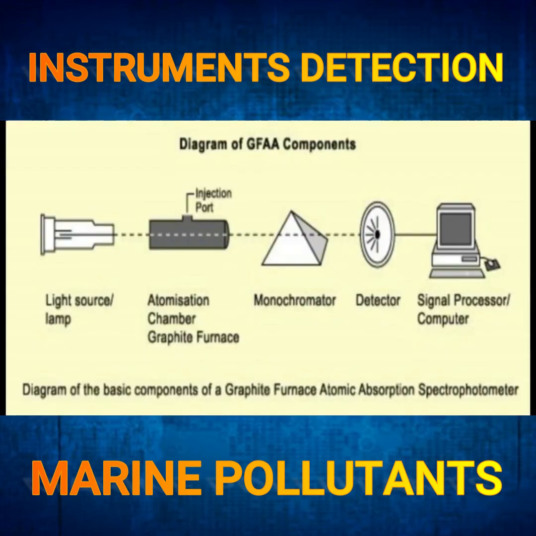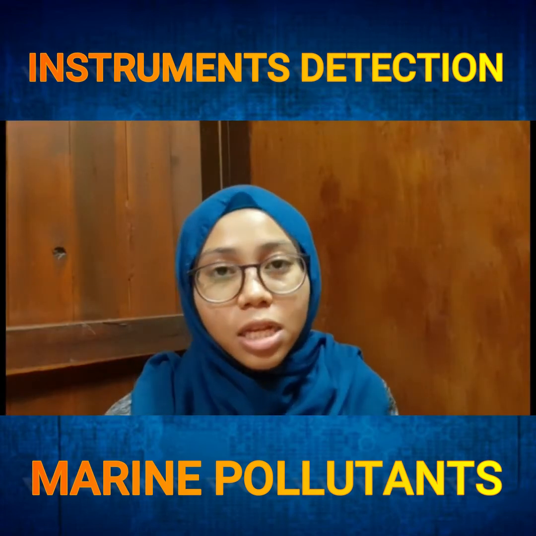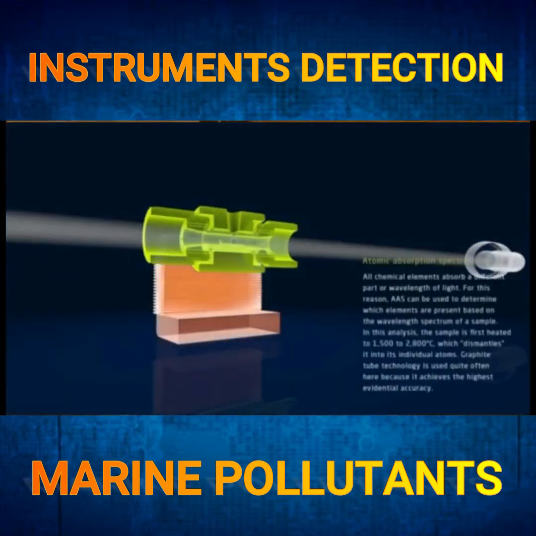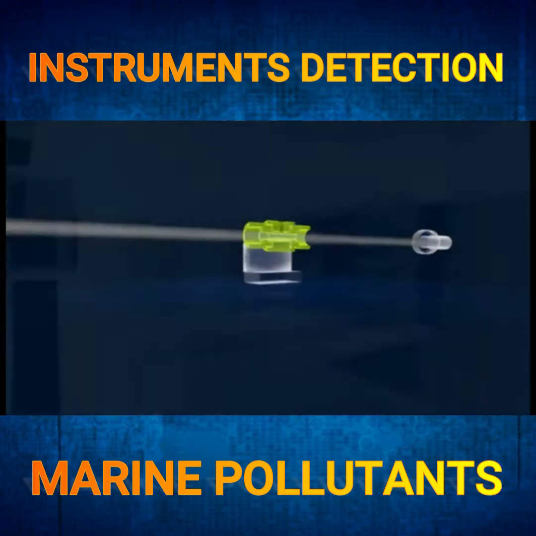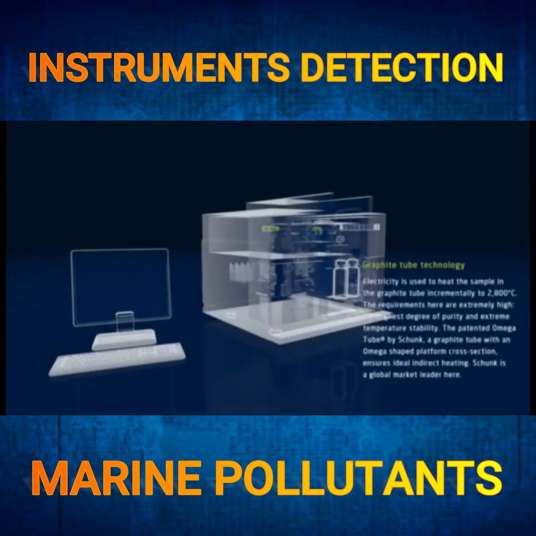So here shows a diagram about 5 basic components in the GFAAS. The first one is a source of light. For example, the source of light that we use is a hollow cathode lamp. The function is to emit resonance line radiation. The second one is an atomization chamber, which is the graphite tube in which the sample is vaporized.